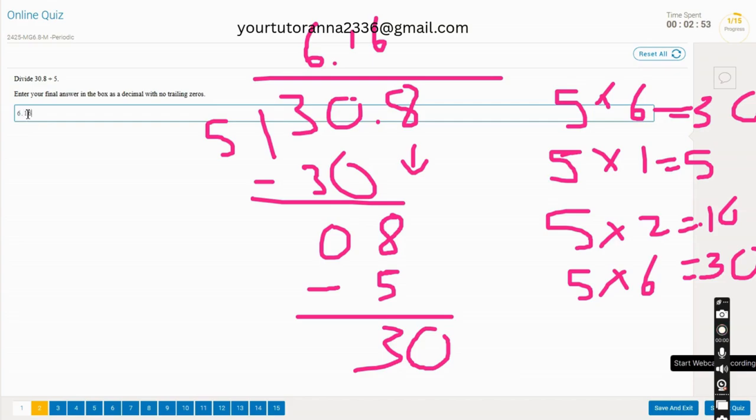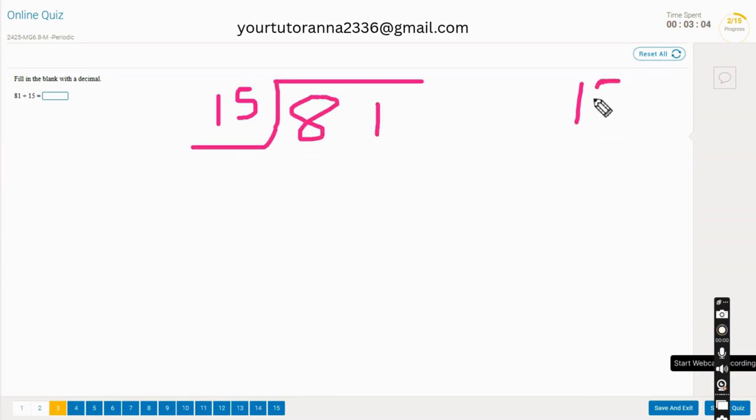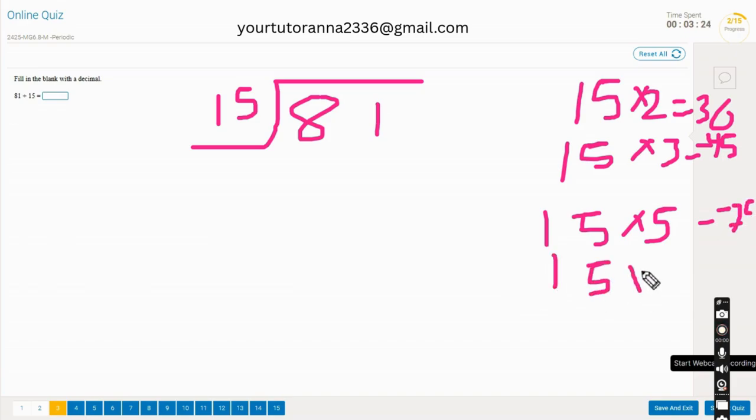Keep in mind when you're supposed to add 0 above and when you're not supposed to add the 0 above. So 81 and 15, you'll put 15 outside and 18 and 81 inside. What is that going to be? So 15 times 2 is 30. 15 times 3 is going to be 45. And 15 times, let's jump to 15 times 5. That's going to be 75. 15 times 6, we know it's going to be larger. So it'll be 90, right?